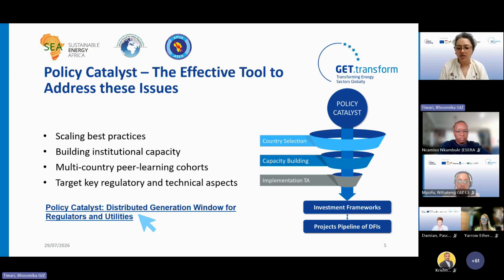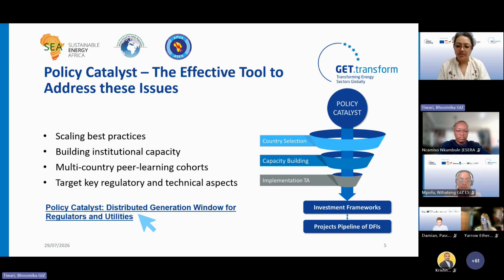A few years ago, we launched an approach called the Policy Catalyst. The Policy Catalyst is a tool via which we bring together a group of countries, and we do several rounds of cohorts. For instance, in the first round, we would bring together a set of 5 countries, basically the key change makers within the relevant agencies, from the utilities, the regulators, and the ministries, really the people who are actually working on these topics at legal, financial, and technical levels.